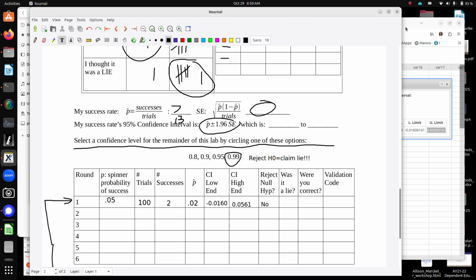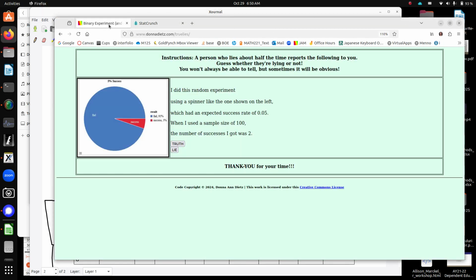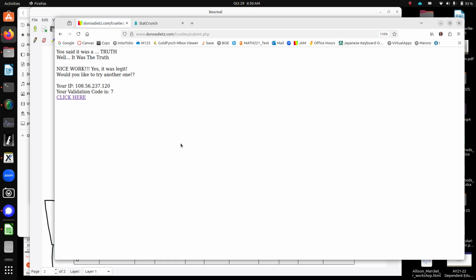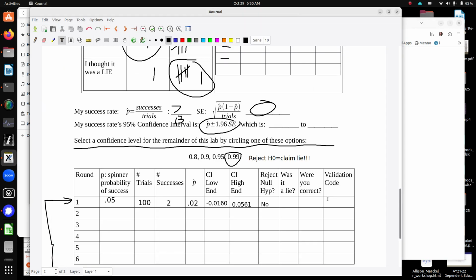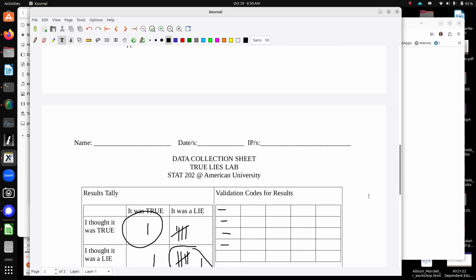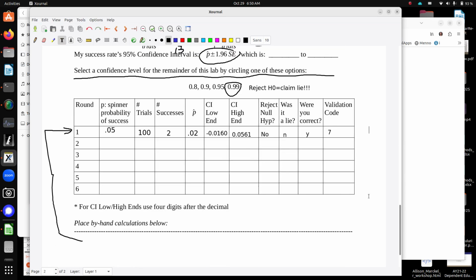Reject H naught equals claim lie. All right, and so I'm going to go back to the app and say truth. I think it's the truth. And then it's going to tell me, well, it was the truth. Okay, so the validation code is 7. I was correct. Yes. Was it a lie? No. Okay, and you're going to be probably handwriting all this. I don't need this part typed. It's intended to be handwritten. I'm just typing because I'm on this laptop.